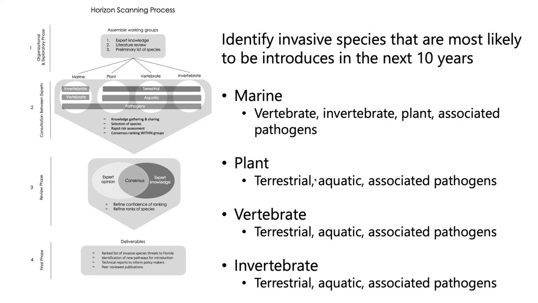We actually have added a fifth group. There were so many species in the invertebrate group to consider that we're going to have an aquatic and a terrestrial invertebrate group. We started with about 9,000 species. We used CABI's horizon scanning tool to develop our initial list, and we're adding and subtracting from that.